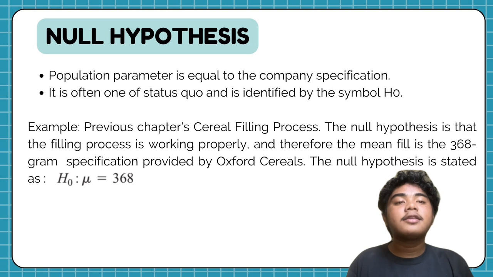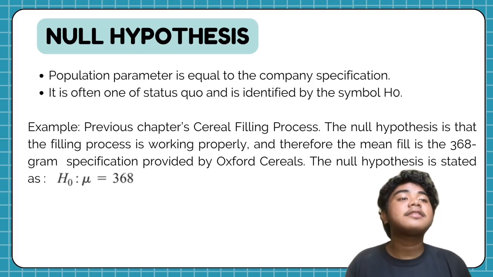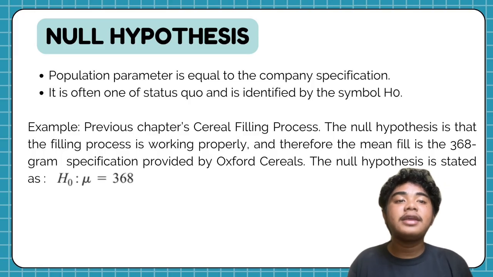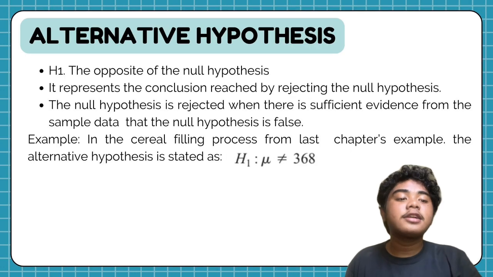For example, sa previous chapters, cereal filling process, the null hypothesis is that the filling process is working properly, and therefore the mean fill is the 368 gram specification provided by the Oxford Cereals. The null hypothesis is stated as H_0: mean is equal to 368. Tatandaan natin na ang null hypothesis is often one of the status quo and is identified by the symbol H_0.